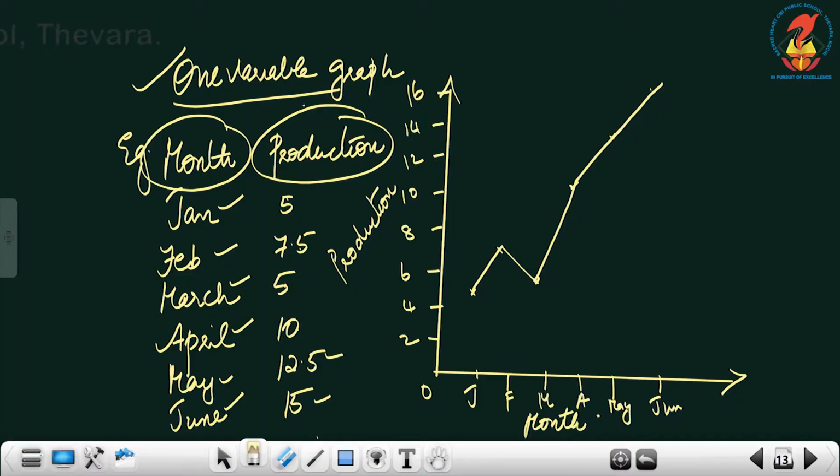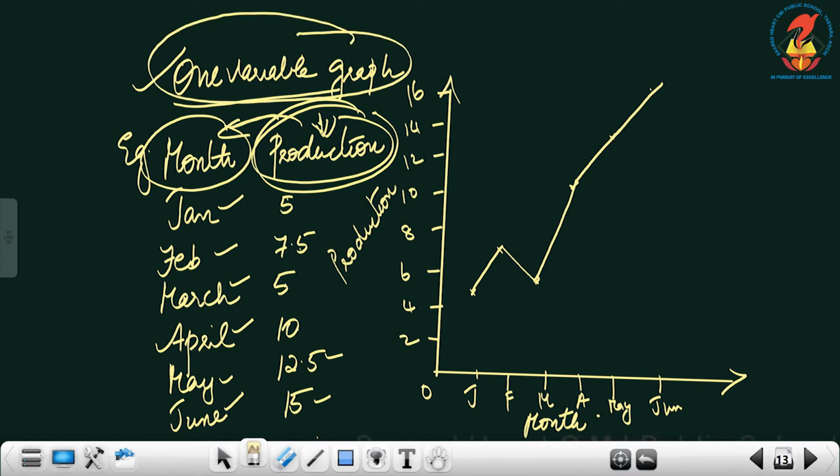So here only one variable is there corresponding to the time. What is the variable here? Production, corresponding to the time. So corresponding to the time, only one variable is there, that is production. That kind of a graph is known as one variable graph. Now in order to draw the arithmetic line graph, as usual, what you have to do is draw the x-axis and the y-axis, where month can be represented on the x-axis, production can be represented on the y-axis.